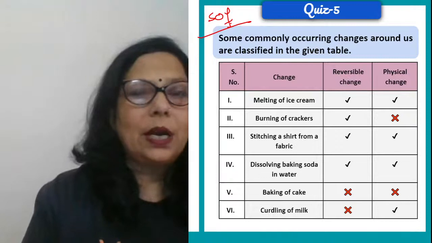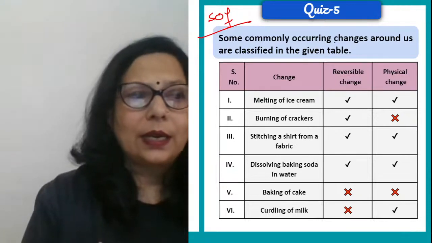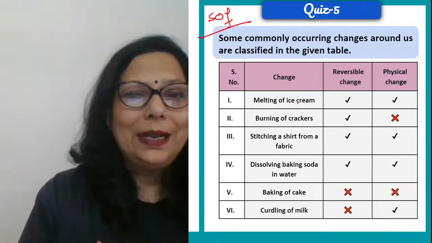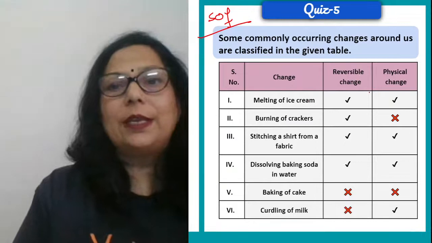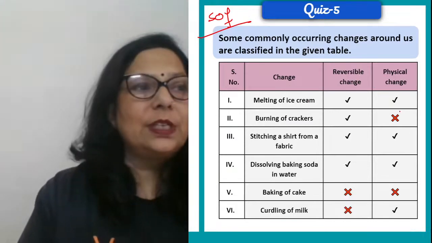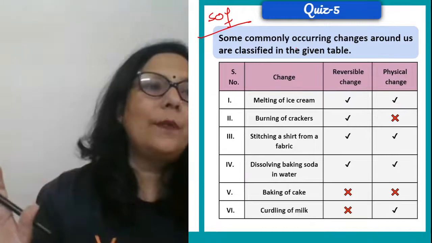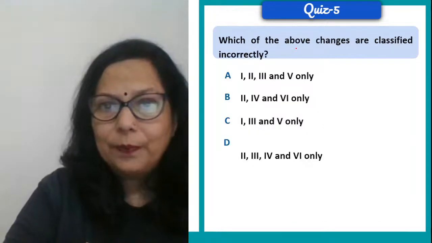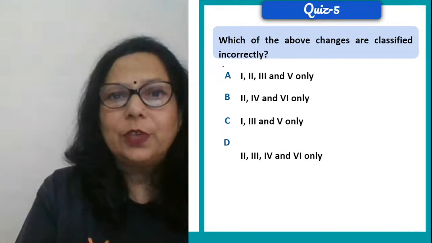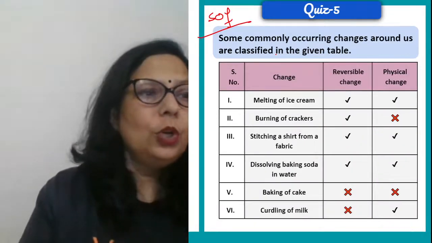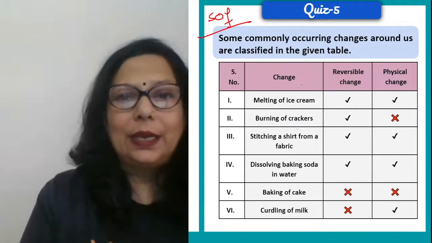Some commonly occurring changes around us are classified in the given table. See here, melting of ice cream. You have to tell whether it's a reversible change, physical change, correct or not correct. हमें आपको नोट करना है कि कहां पर गलती है. पहले हम इसका next part देख लें. It will ask which of the above changes are classified incorrectly. So you have to keep on telling what are incorrect.